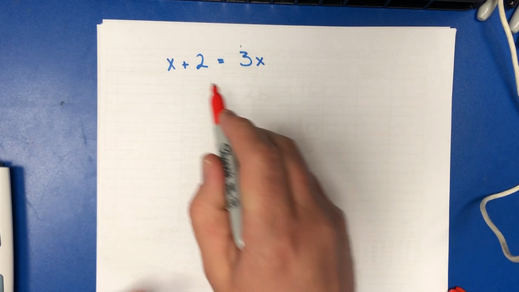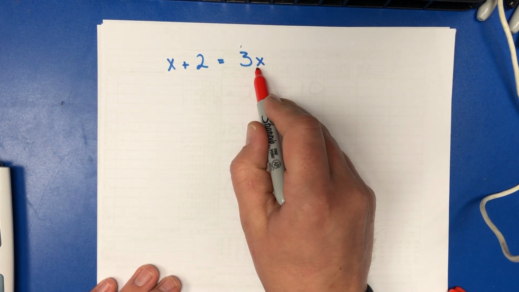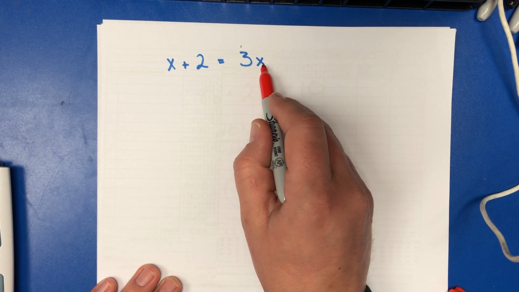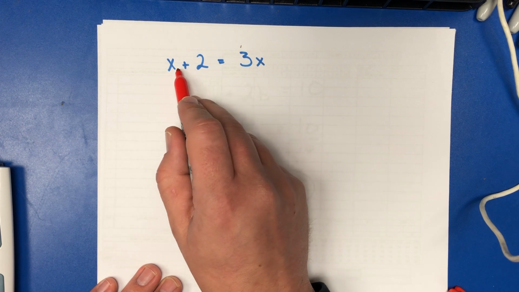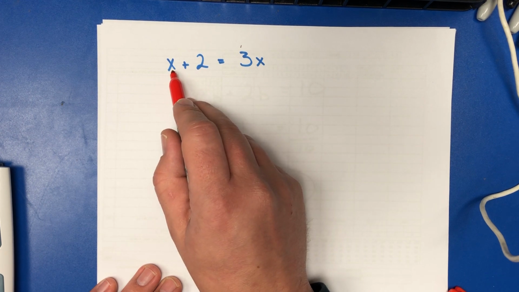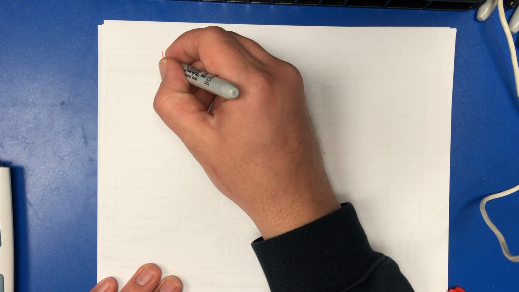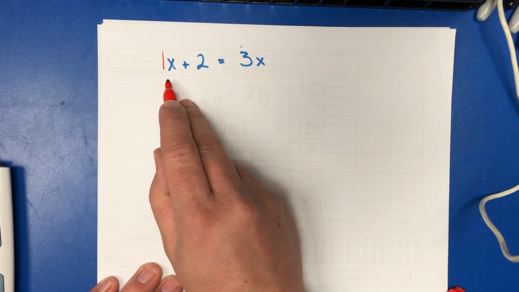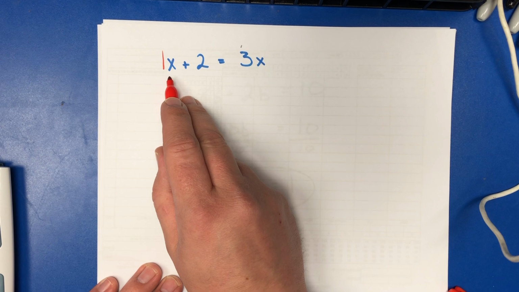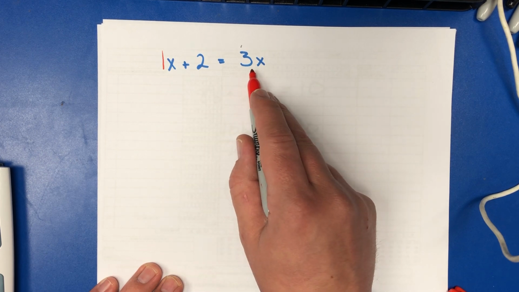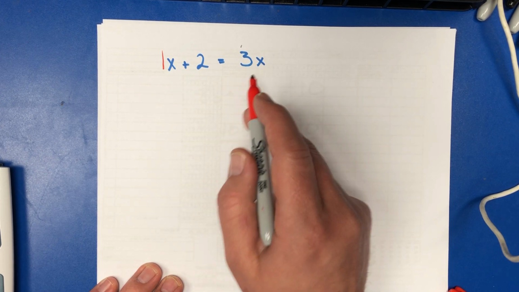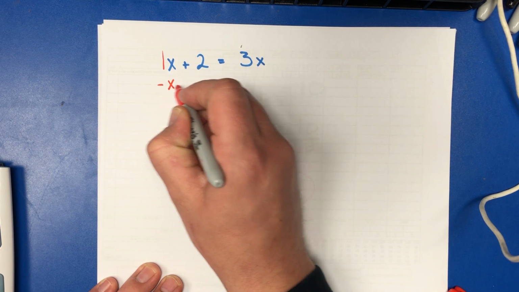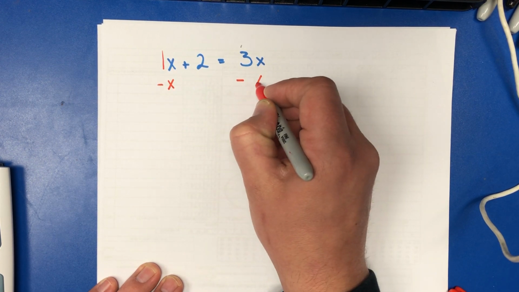In this case, I've got a bigger coefficient. The coefficient is the number that you're multiplying the variable by over here than I do over here. There's a coefficient on this one. It's really 1. It's kind of hidden there, but that's really 1 times x, which is the same thing as x. Okay? And I have a bigger coefficient over here, which is 3. And so because of that, I'm going to subtract x from both of these sides.